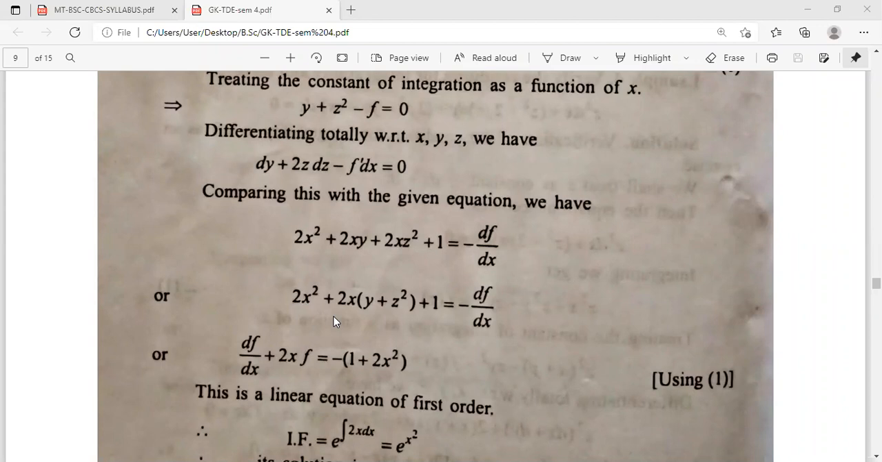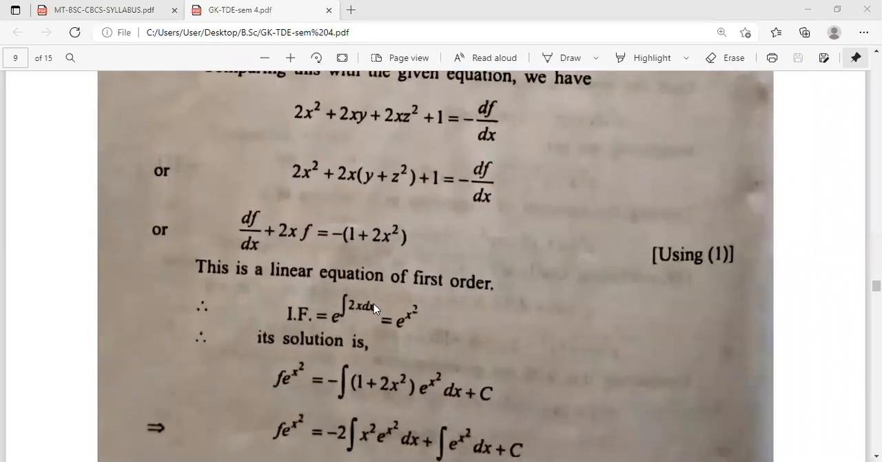Now if you simplify further, you are going to get the linear equation df by dx plus 2x f, because y plus z square equal to f is there. That's why you are writing here, this you are replacing by 2x, and the remaining you are writing equal to minus 1 plus 2x square. Now, this is a linear equation of first order. Already you know how to solve the linear differential equation.